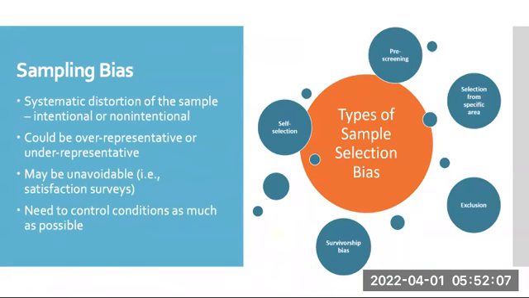So sampling bias. Sampling bias can occur either intentionally or unintentionally. And basically what it means is that it is a systematic distortion of the sample. It could be overrepresentative or underrepresentative, and I will go over those terms shortly. And it may be unavoidable, and we need to control for conditions as much as possible.